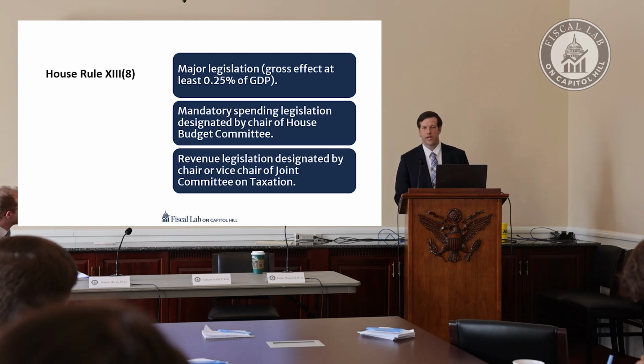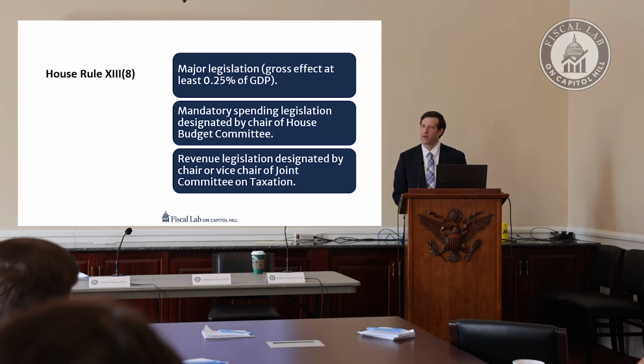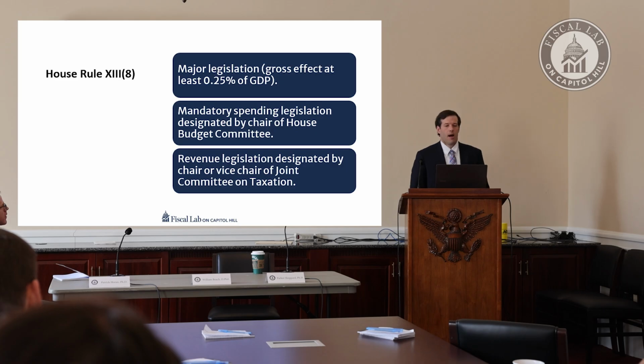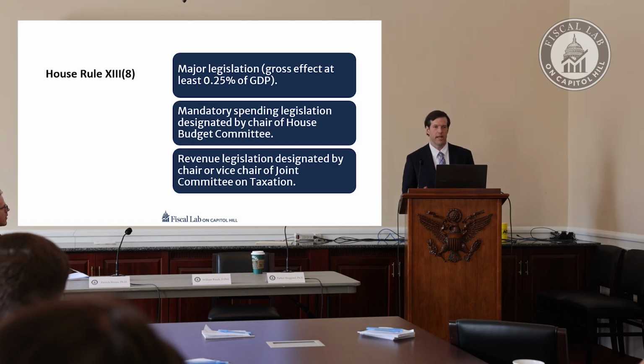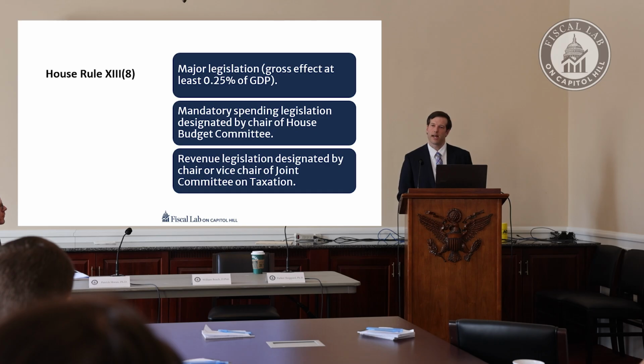So currently, the procedure for dynamic scores is that they are required only in certain cases of major legislation. Dynamic scoring is a time-intensive process. So not every bill has a major effect on the macroeconomy. Not every bill needs a dynamic score. So currently, within the House, it's required for anything that has a gross budgetary effect of more than 1% of GDP. It can also be asked for in cases where the chair of the House Budget Committee deems that mandatory spending is major legislation, or for revenue legislation, if the chair or the vice chair of the Joint Tax Committee decides that it's major legislation, then that can request a dynamic score.